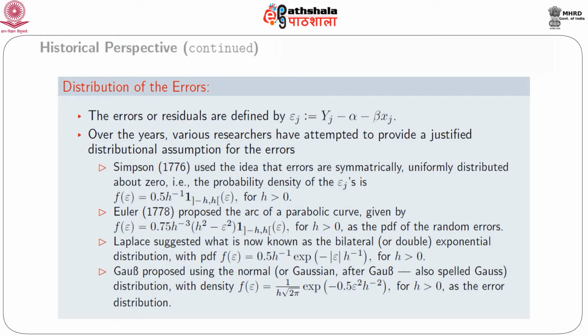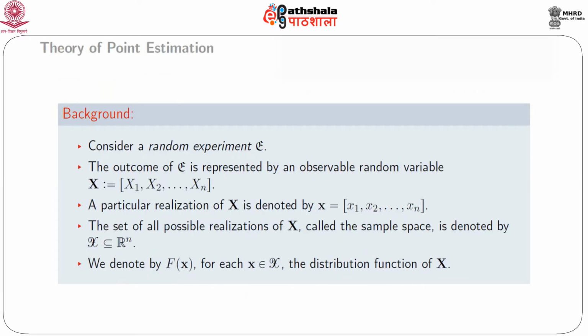Gauss proposed using the normal or Gaussian density, f(epsilon) = 1/(h root 2 pi) e^(-epsilon^2/h^2), for h greater than 0, as the error distribution. Now we consider the background of the theory of point estimation.